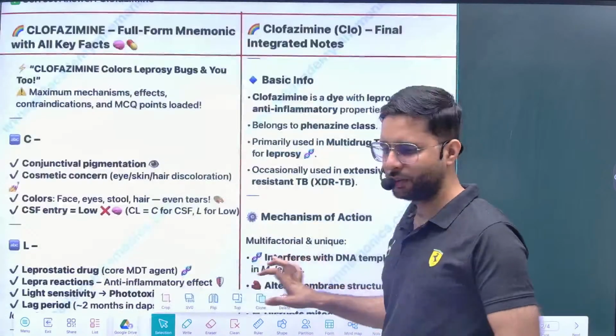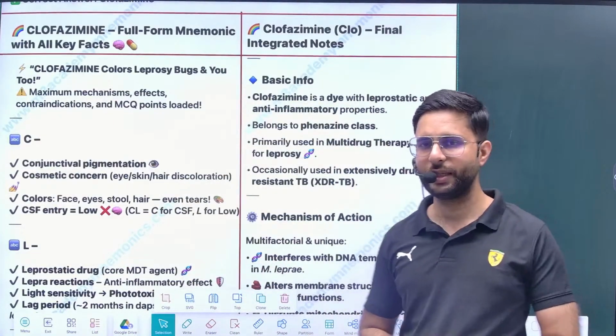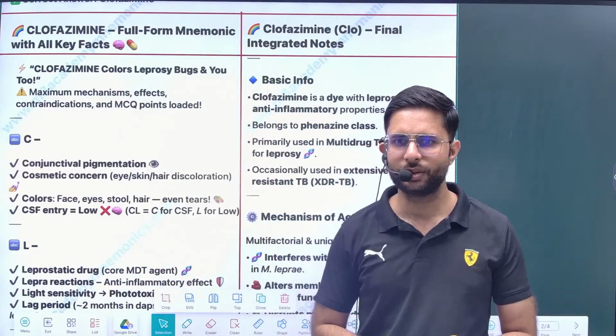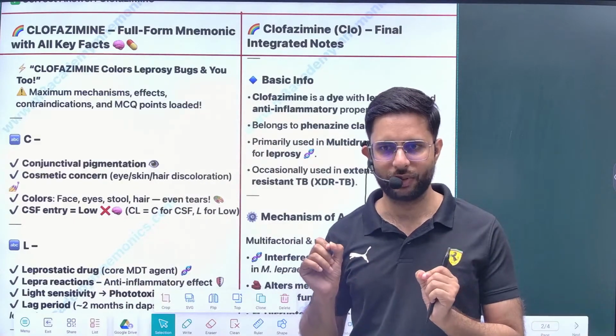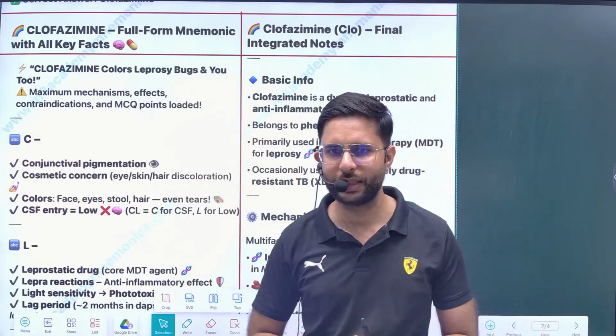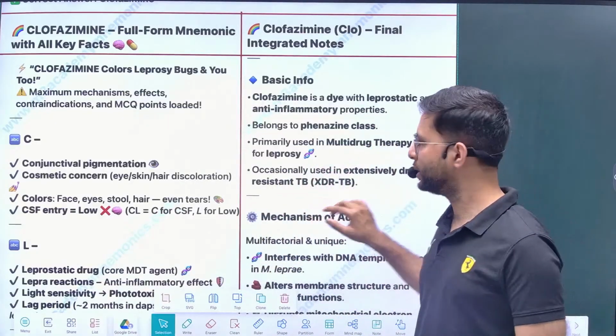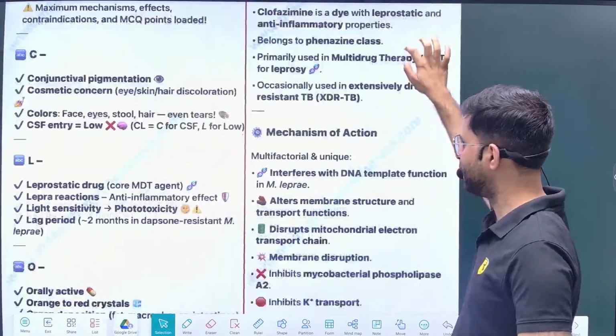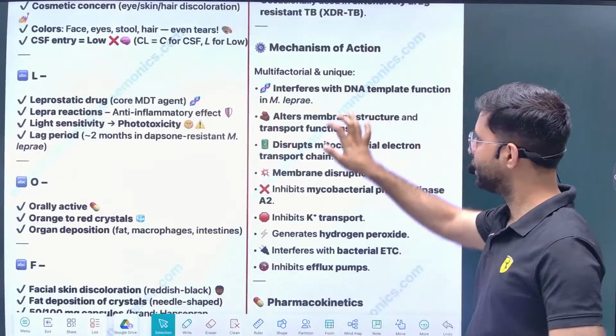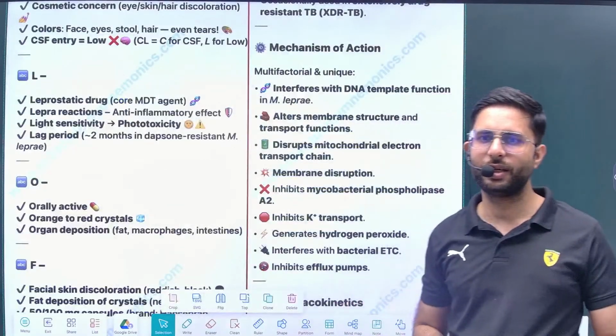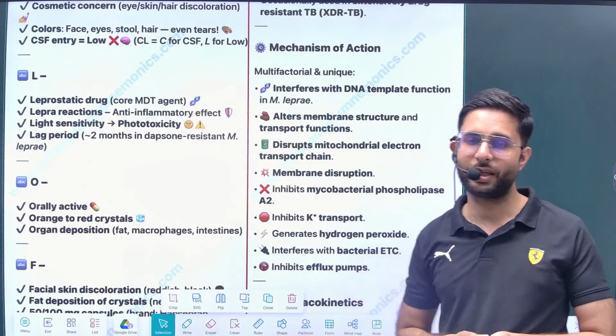Now, what are the study notes related to clofazimine? Clofazimine is a dye with leprostatic and anti-inflammatory properties. It belongs to the phenazine class, is used in MDT, and occasionally in XDR-TB. The mechanism we already discussed: it interferes with DNA function and alters membrane structure and transport function.